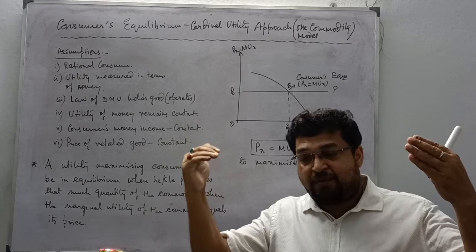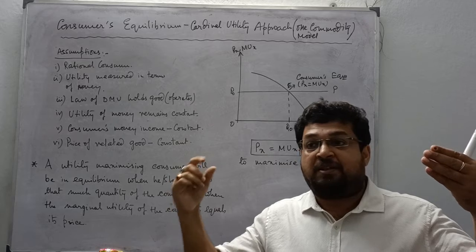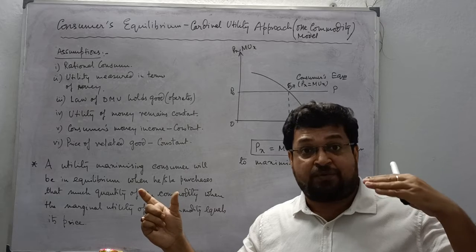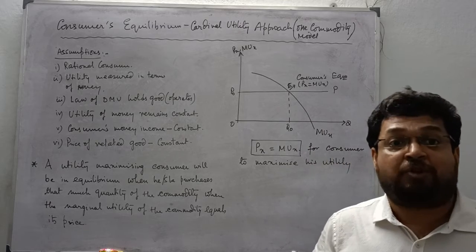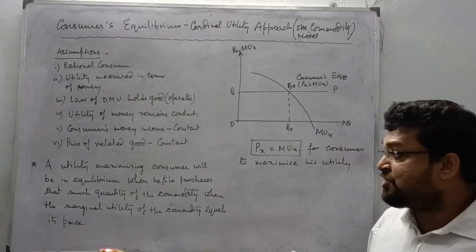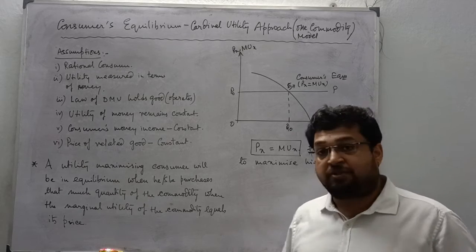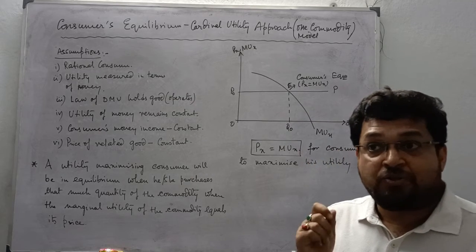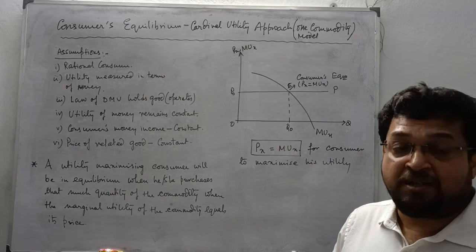So, for the number of units consumed, the marginal utility for the last unit consumed should be equal to the price of the commodity. That's why we say a utility maximizing consumer will be in equilibrium when he or she purchases that much quantity of the commodity where the marginal utility of the commodity and the price of the commodity equalize. So Px equals MUx, where price equals marginal utility.